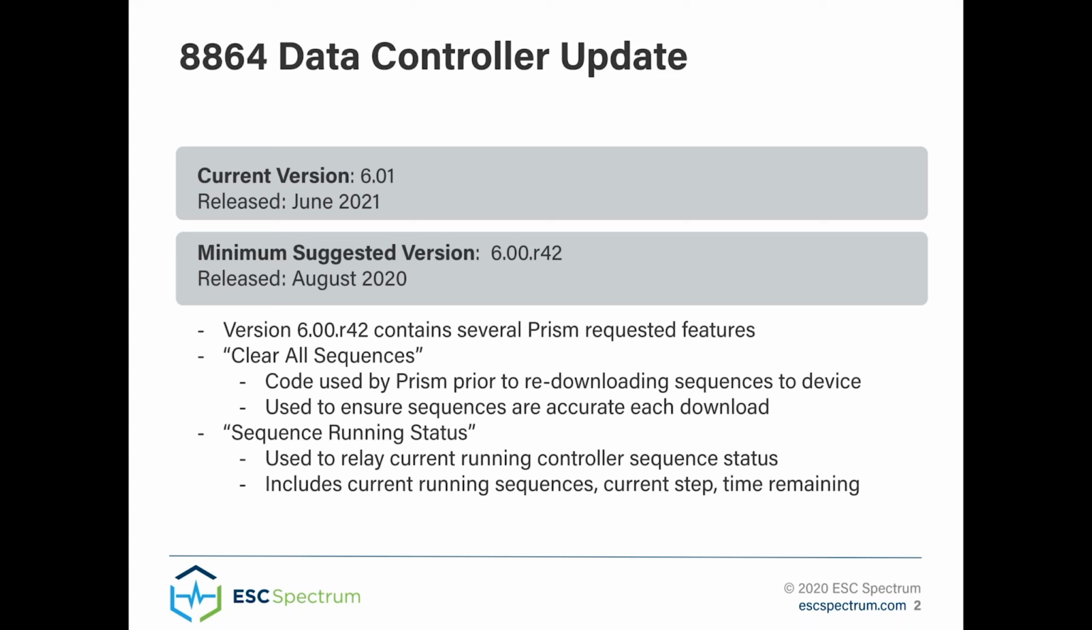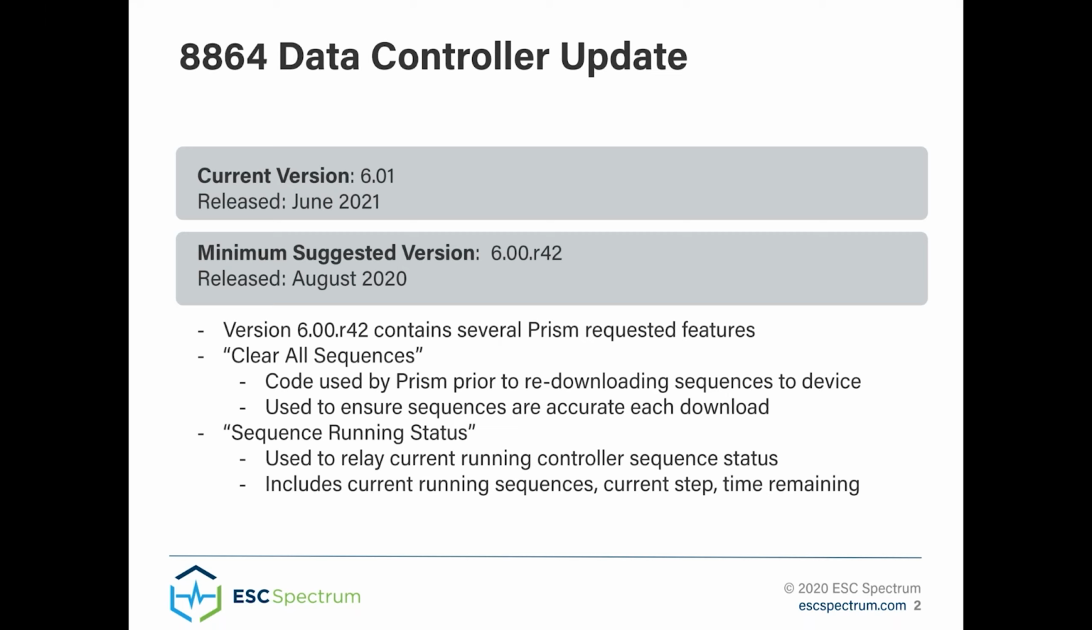The minimum suggested firmware version for working with Prism is 6.00R42, which was released in August of 2020. The reason that is the minimum suggested version is because that version of the firmware does contain several Prism requested features that Prism does rely on. Specifically, Prism version 1.4 relies on several features in that firmware version or newer.